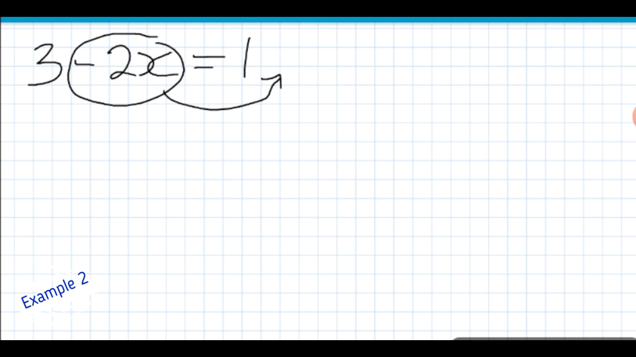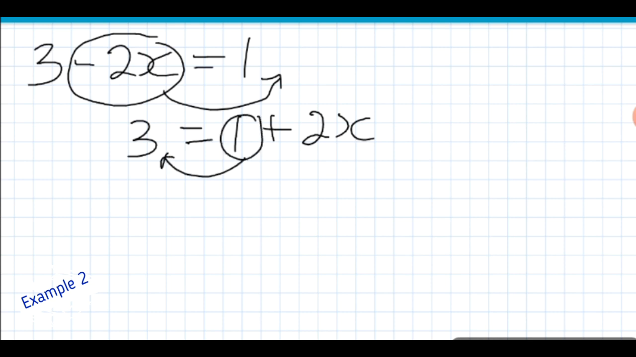Okay, so let's do that. So now you have only 3 on this side, is equal to 1 plus 2x, because 2x has gone to the other side of the equal sign. Now we want to get this 1 over to this side, and it will change sign. So 3 over here, it's plus 1, so it becomes minus 1, is equal to 2x.